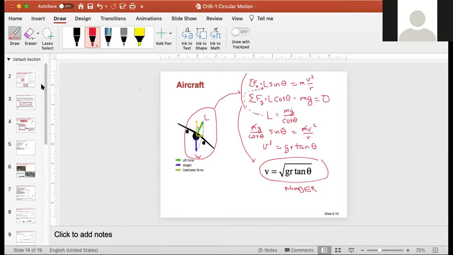Okay, thank you. No, only to make the calculation simpler. In reality, you would have to do both. You'd have to consider both friction and the bank of the road.